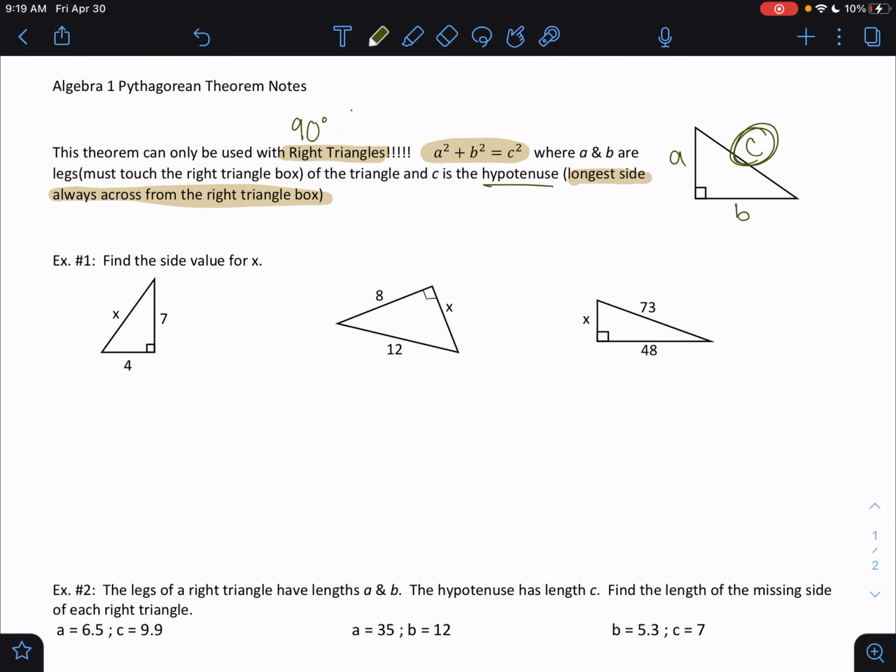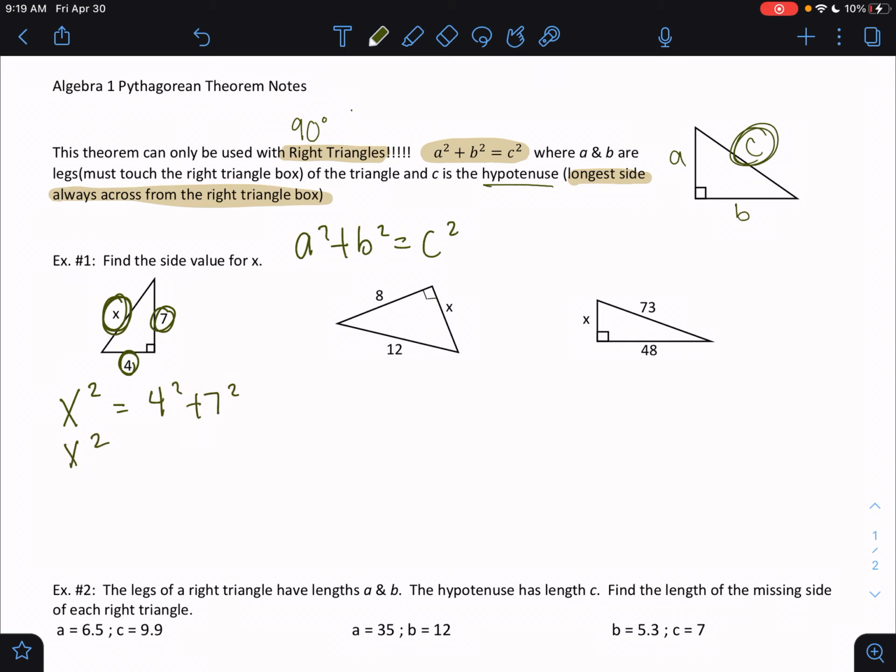So we're going to use this formula, a squared plus b squared equals c squared, to solve for x. Here we need to make sure that we know what we're solving for. Here we're solving for x, which is the hypotenuse, so I know we're solving for c. So I'm going to say x squared in place of c squared equals, now a and b can be used interchangeably, 4 squared plus 7 squared.